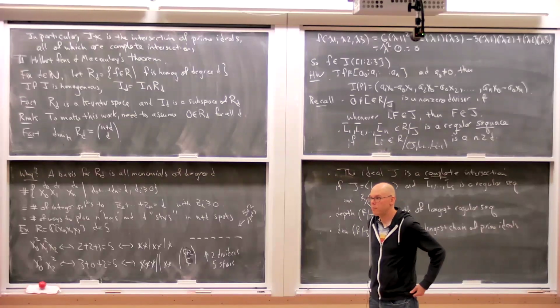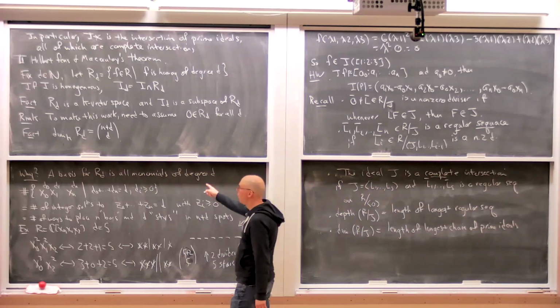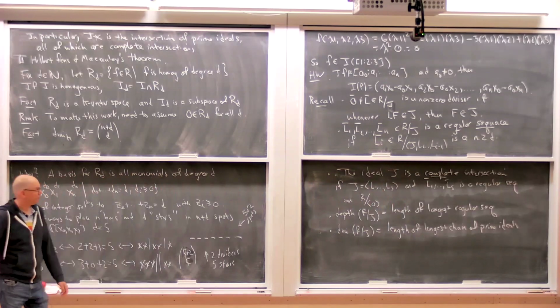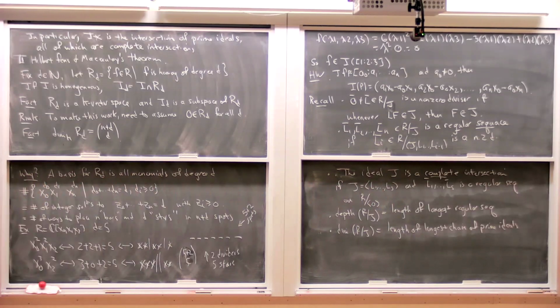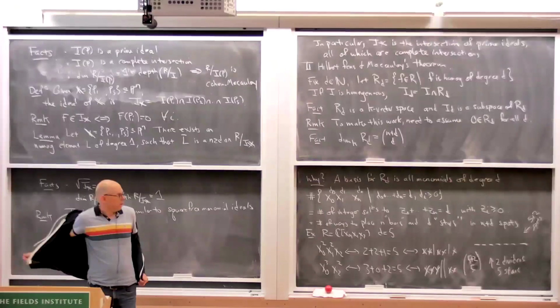So if you haven't seen this before, it's a nice little exercise about how you compute all the monomials of a particular degree. Questions about that? Can you all read it at the back?